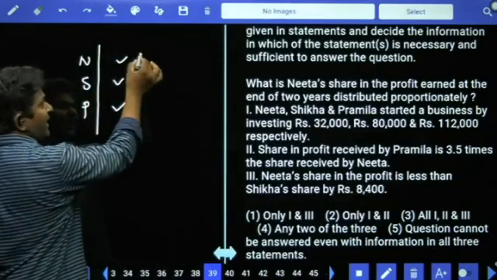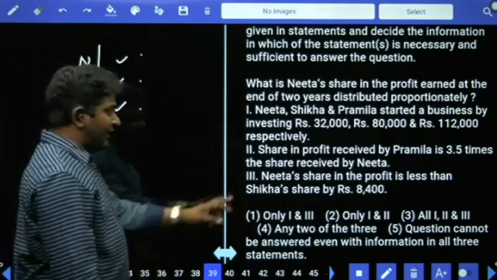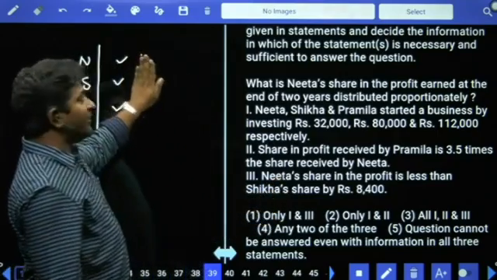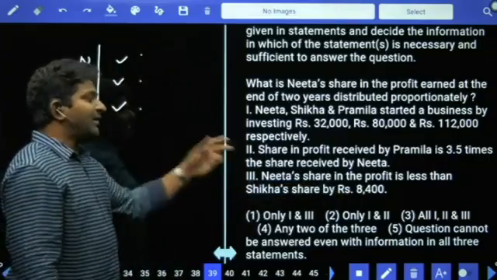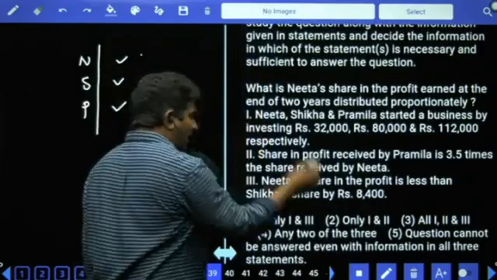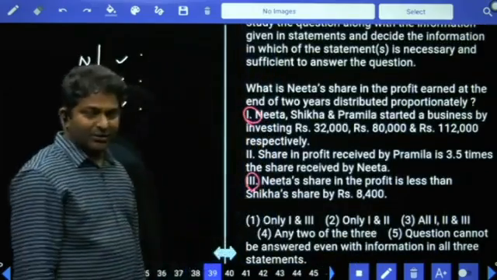It will be probably X parts, Y parts and then Z parts. For example, the difference between Nita's share and Shiksha's share in terms of number of parts can be calculated here, which is equal to 8,400. From that, how much is Nita getting? Definitely we can calculate using 1 and 3. 1 and 3 are definitely sufficient to answer the question.